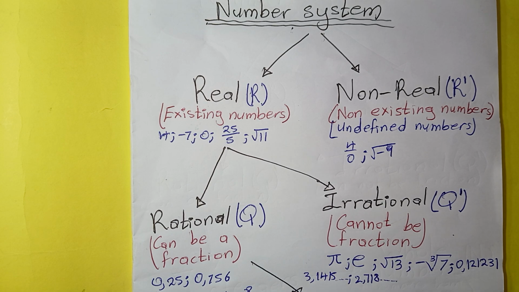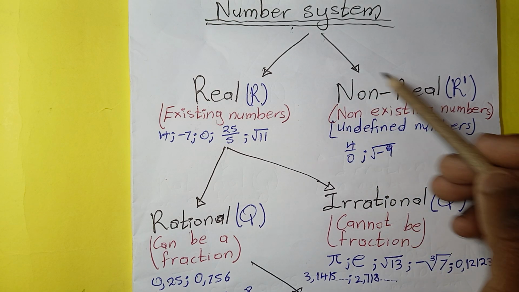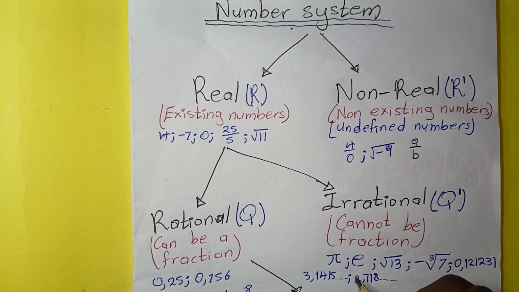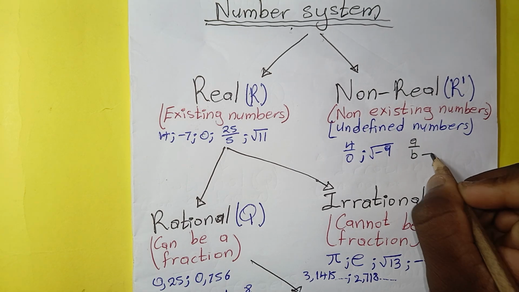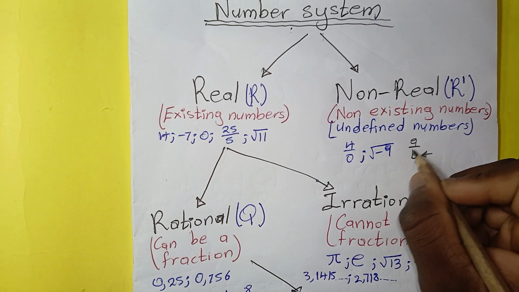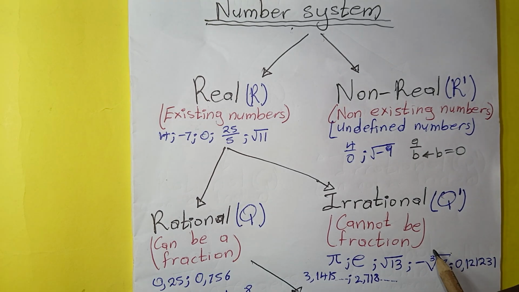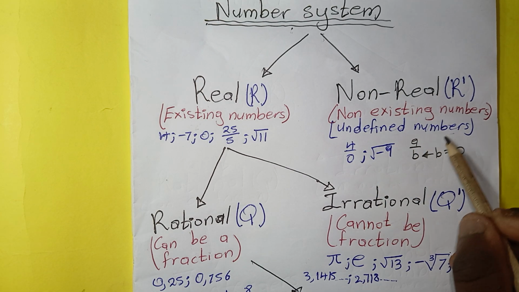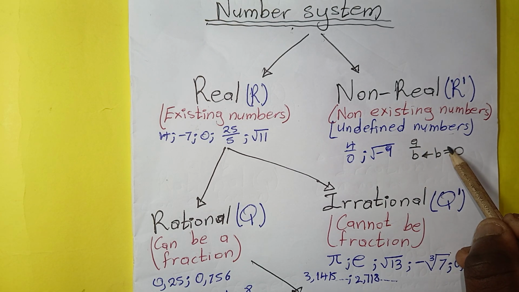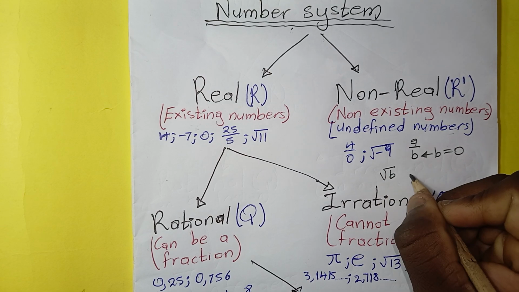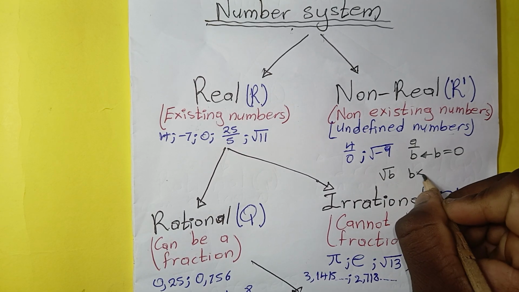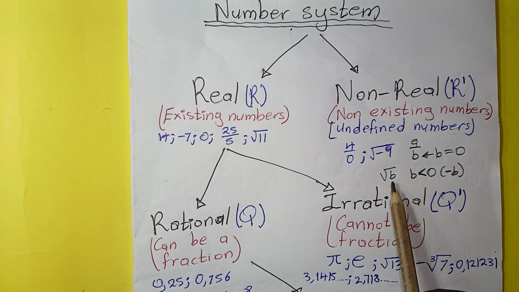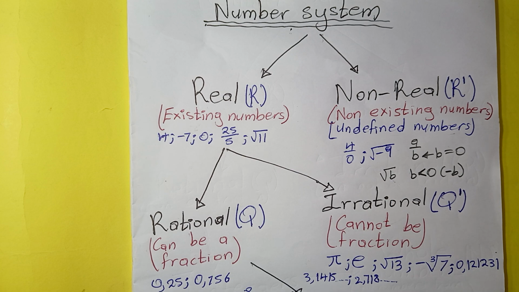Another thing I would like to specify for non-real: if you have a fraction in this format, the moment your denominator is equal to 0, it means this will be an undefined number. It won't exist. It's non-real. Also on a square root, the moment that b is less than 0, meaning b is negative, this will be non-real.